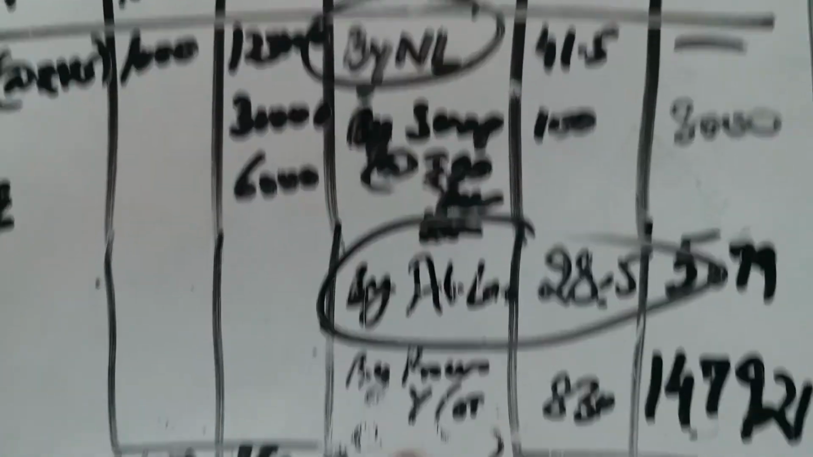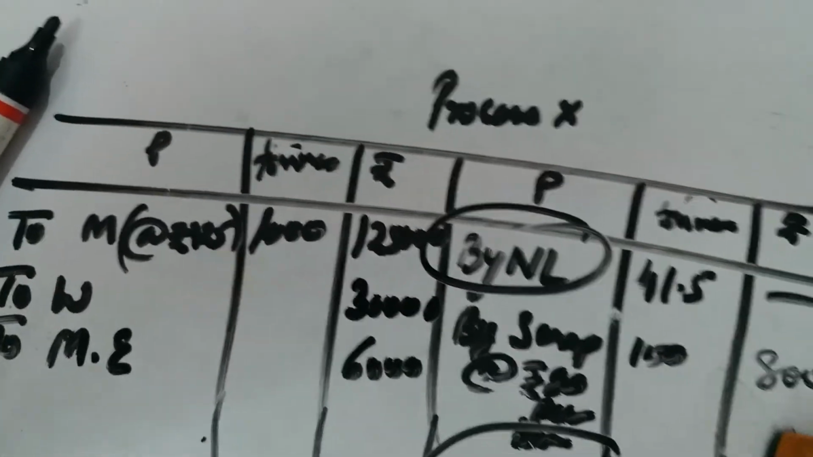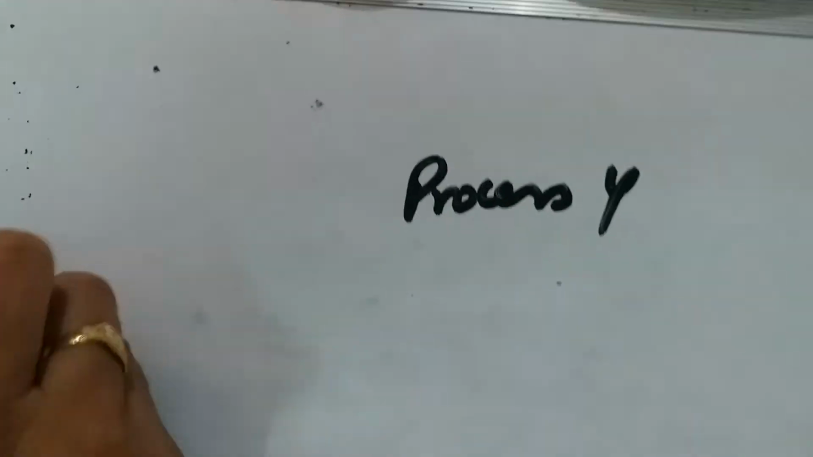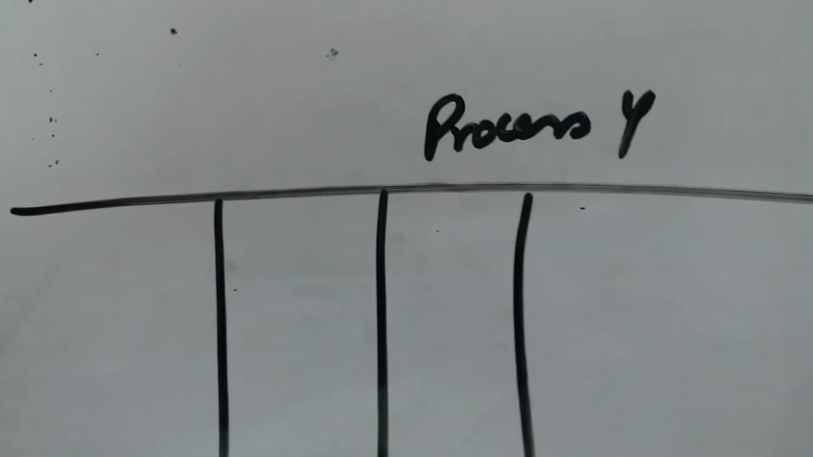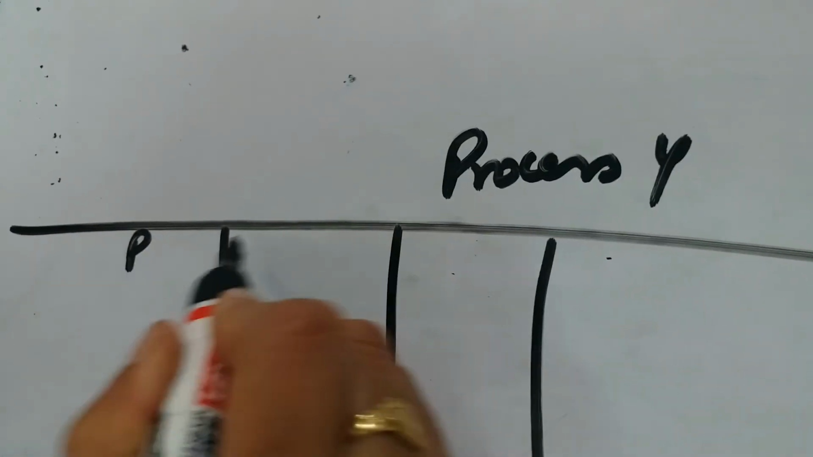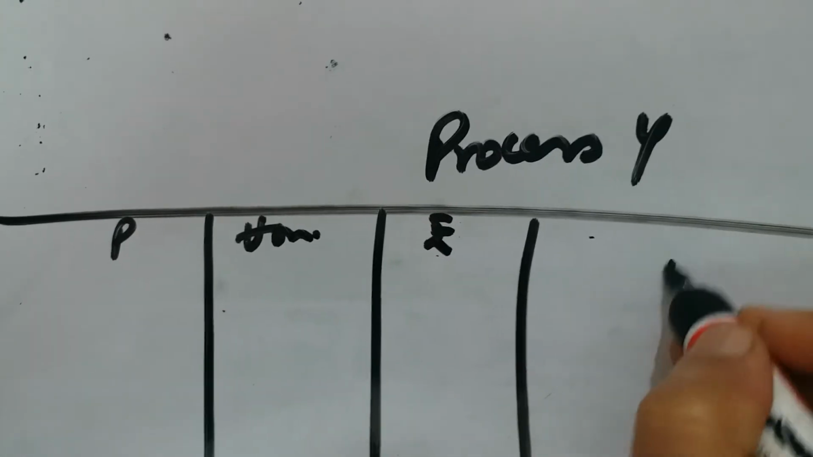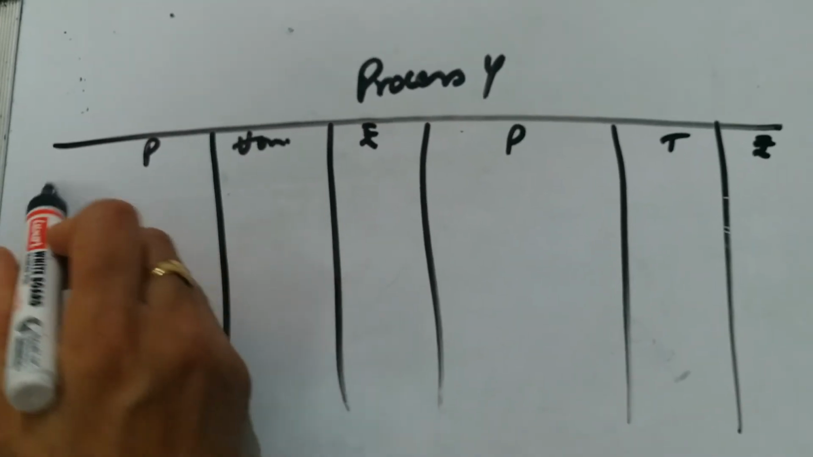Now remember, this was the output and it will be the input of process Y. So let me make process Y quickly. So how are the things going to show up in the process Y account? Process Y is going to be made again in a similar manner. So particulars, then our tons, then the rupee column, then particulars, then tons, and the rupees column we have.